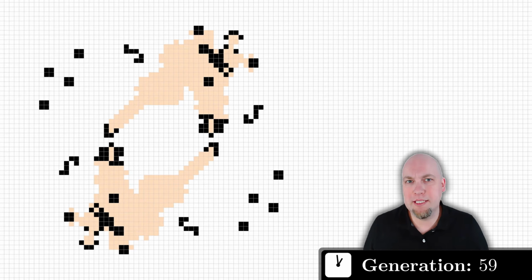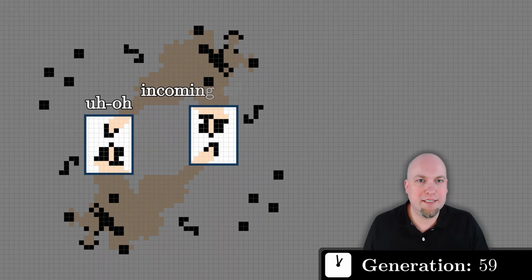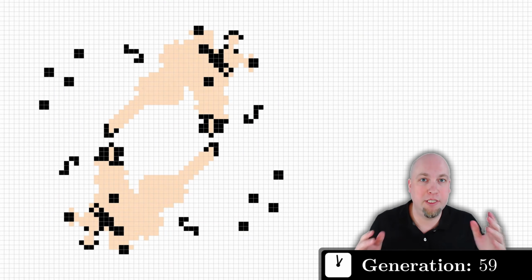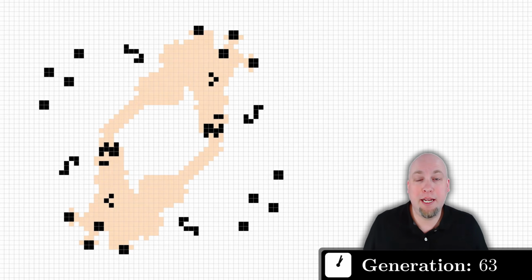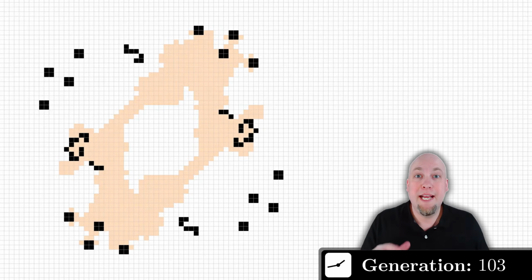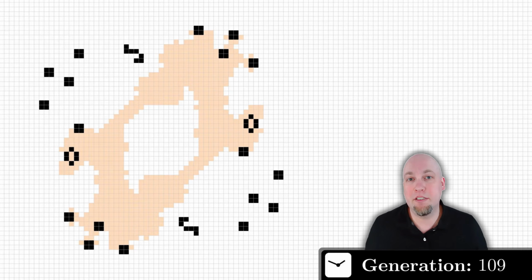The problem with this is that each Herschel releases a glider early into its evolution, and that glider actually gets in the way of the Herschel that's behind it. They collide into each other and cause an explosion. They cause the track to stop working. Okay, so we're going to need additional tools to actually make this sort of procedure work and to be able to construct oscillators and glider guns of periods other than 256.